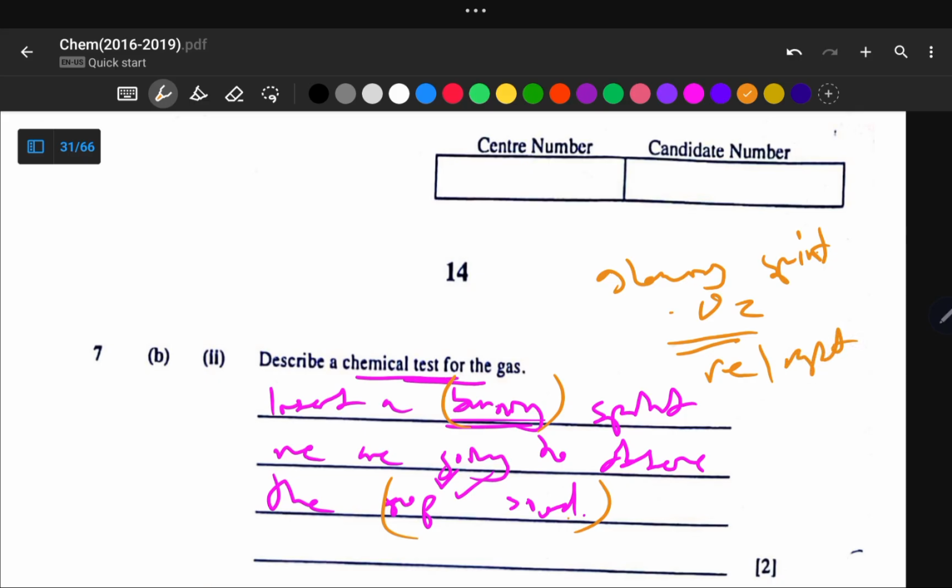And then to test for carbon dioxide, we are going to use lime water, which turns milky. For chlorine, we use litmus paper: blue litmus paper turns red, and it also bleaches the litmus paper. For ammonia, we use red litmus paper, which turns blue. So these are the confirmatory tests of these gases.